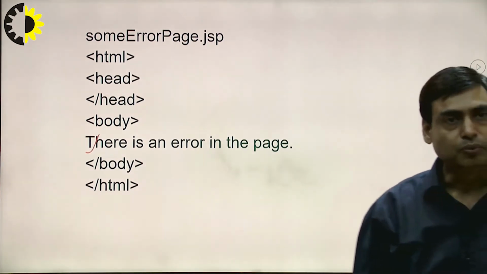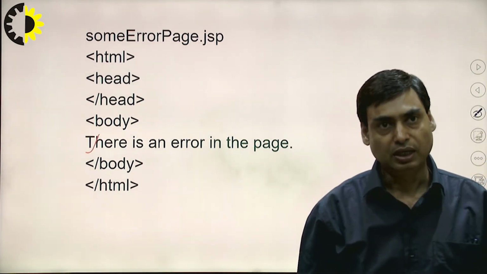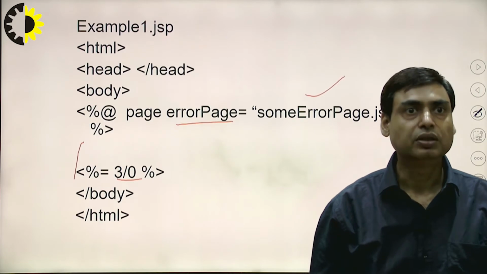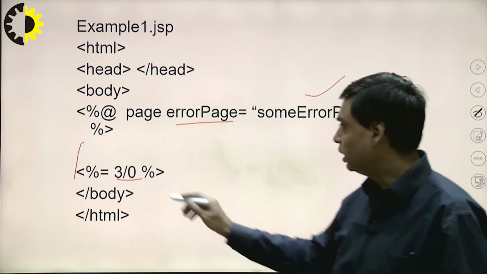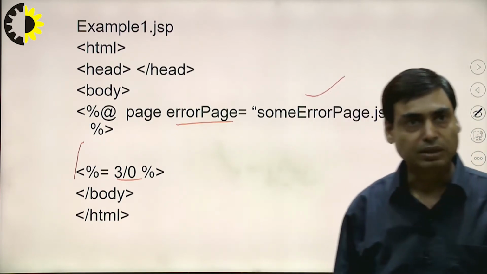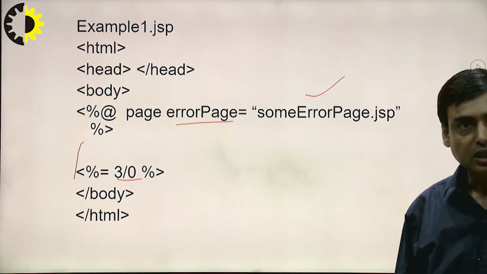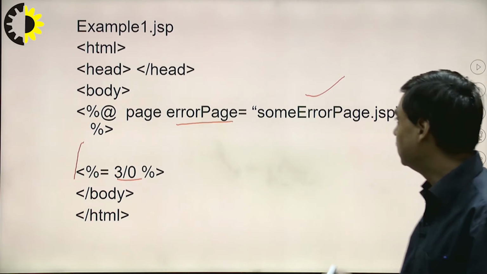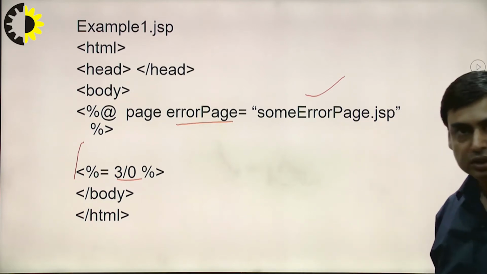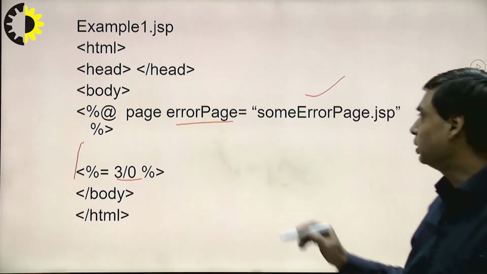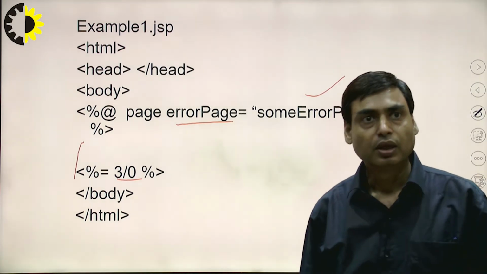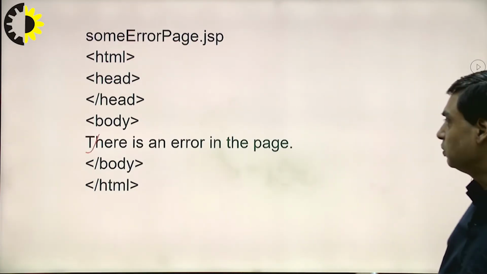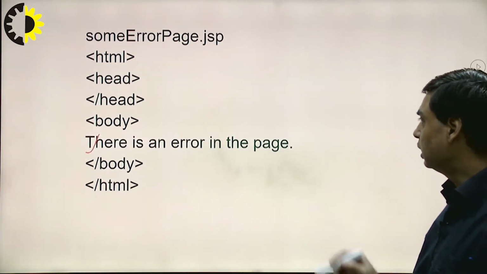So, we have two pages to handle the error, or you can say exception handling, in JSP. The first page will generate the exception, here for example divide by 0. When this exception occurs, it will move to the second page. The name of the second page is someerrorpage.jsp, which is defined with the help of the errorPage attribute. In the second page, you can specify any message like there is an error in the page.